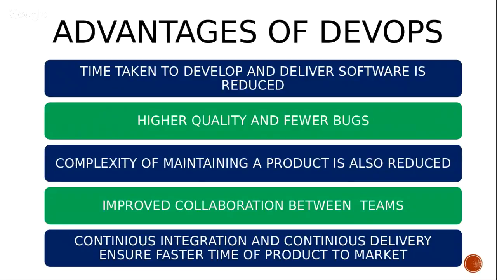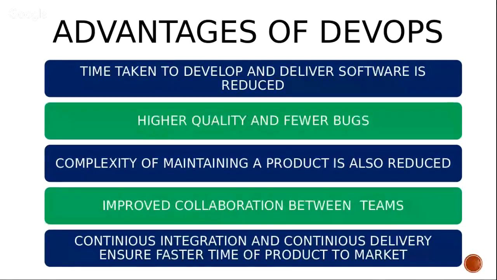Improve collaboration between teams. The main aim of the DevOps process is to improve collaboration between teams. The development team and the operation teams have to work together. They have to be in sync. Whatever the development team is doing, the operation teams have to be aware.